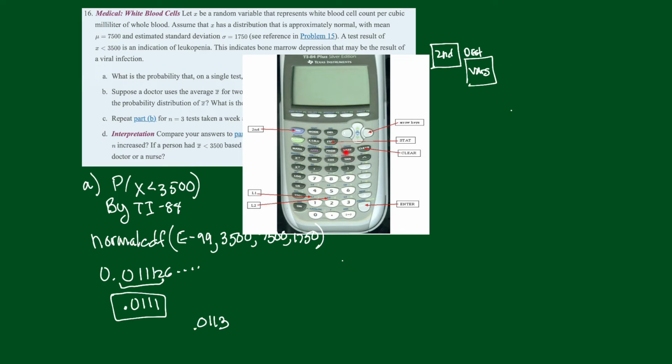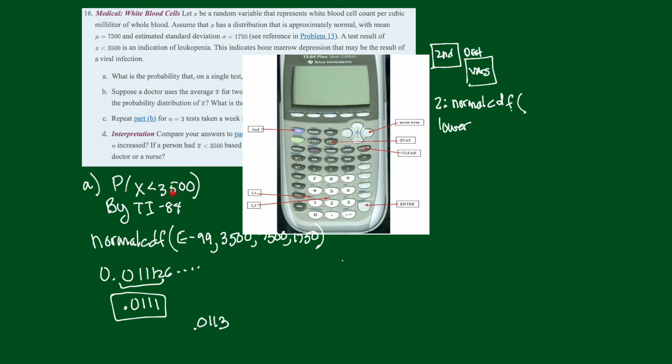All right, so you press second VARS, and what comes up are all your distributions. So now you're going to select number 2, and number 2 is normal CDF, and you get a parentheses. So select that one. Then what comes up is lower. Now the lower, what we're doing is less than 3,500. So that really goes out to negative infinity.